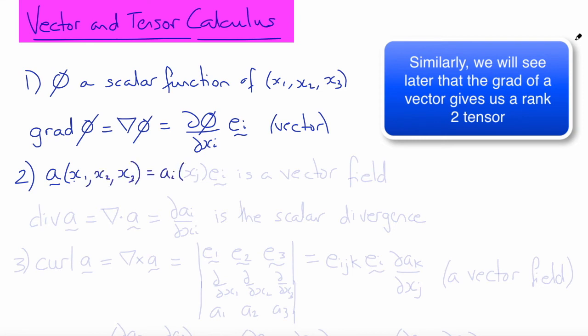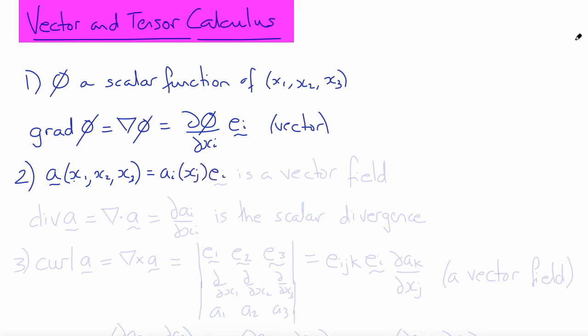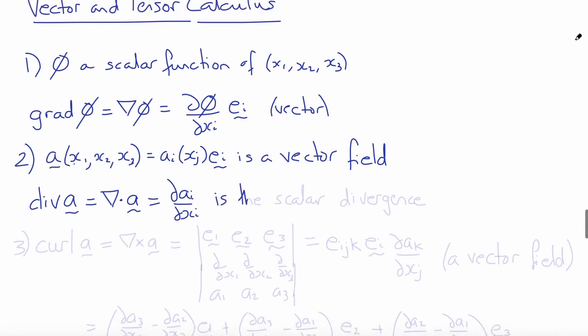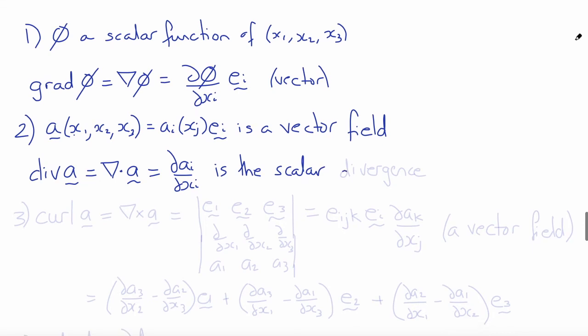For a vector field, A of x1, x2, x3, or ai of xj times ei, we can compute the divergence of A. And div A is a scalar defined by del ai del xi. This is a scalar because this is a sum: del a1 del x1 plus del a2 del x2 plus del a3 del x3.